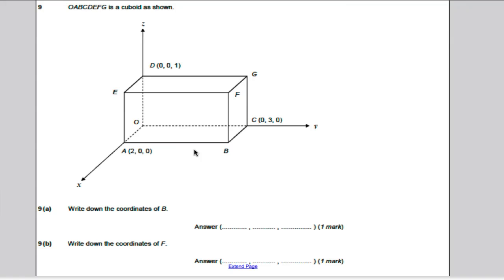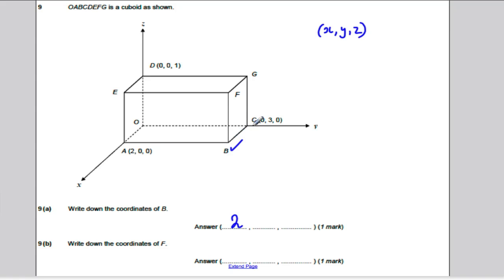Question 9 has a cuboid in a grid, an x, y, z grid for us. Remember, when we're giving coordinates here, we give the x first, then the y, then the z, and it asks us for the coordinates of B, this point here. Well, B is in line with A in so far as the x coordinate. It's x down this way, so A is 2 along the x-axis, so B must be 2 as well.